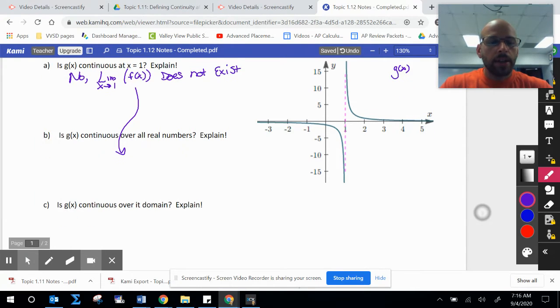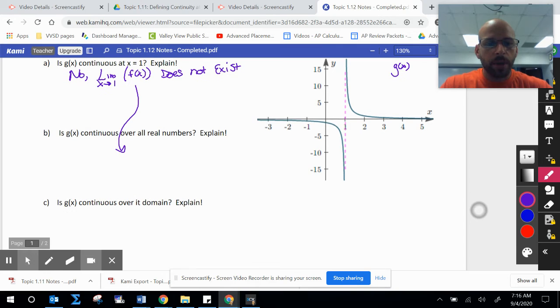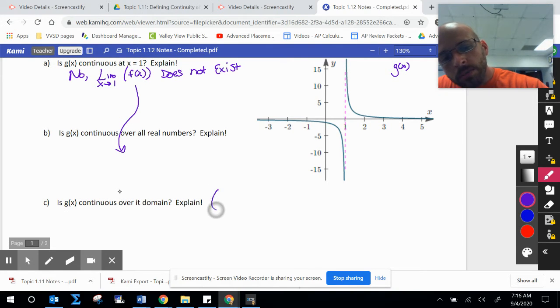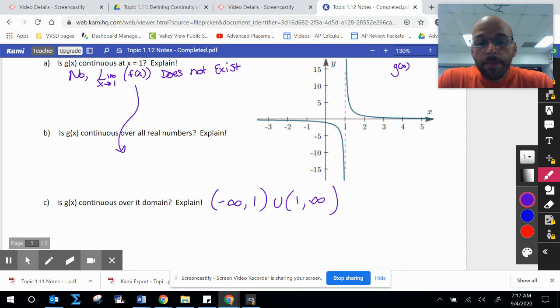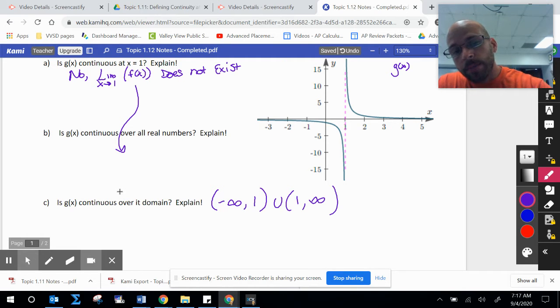Okay. Last but not least, this one's a little tricky for my students. Is g of x continuous over its domain? So ultimately, the domain of this function is negative infinity to 1, 1 to infinity. Now, 1 is not included in the domain. So my question is, is it continuous from negative infinity to 1, not inclusive on 1?